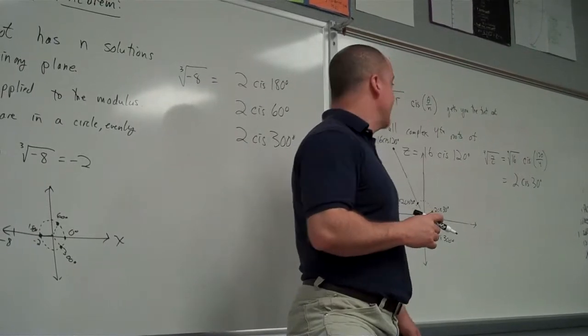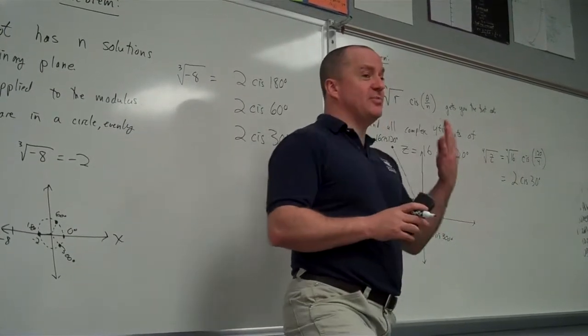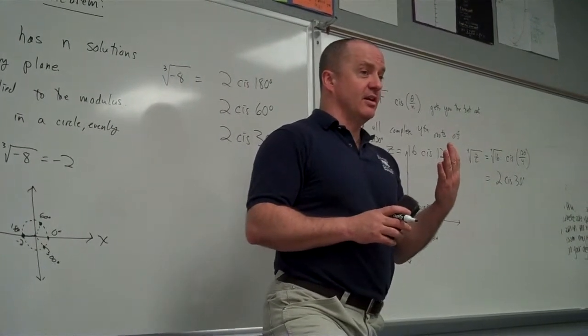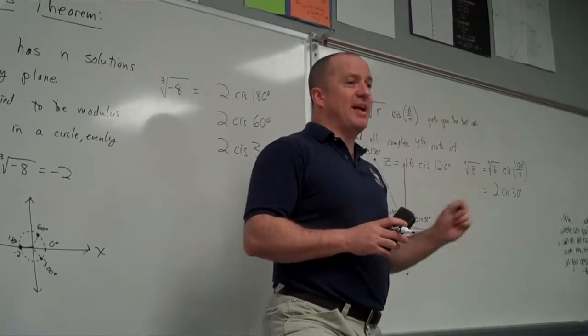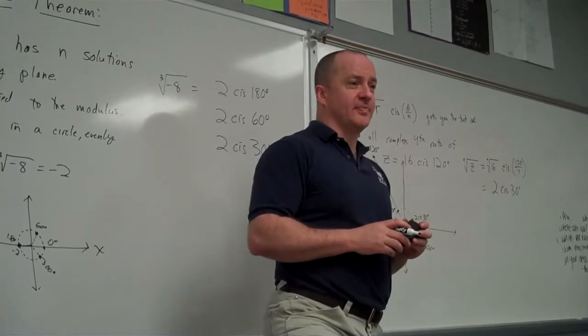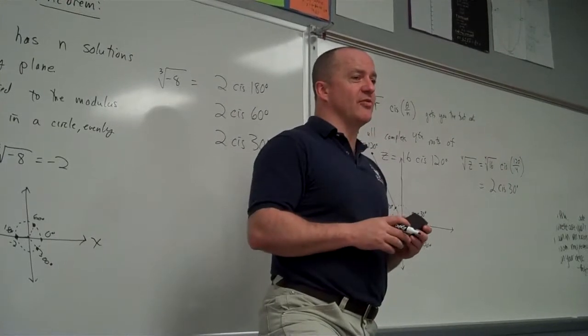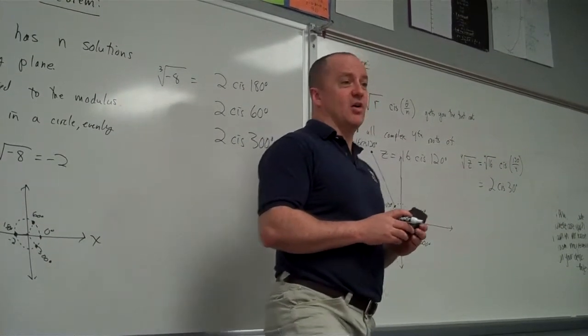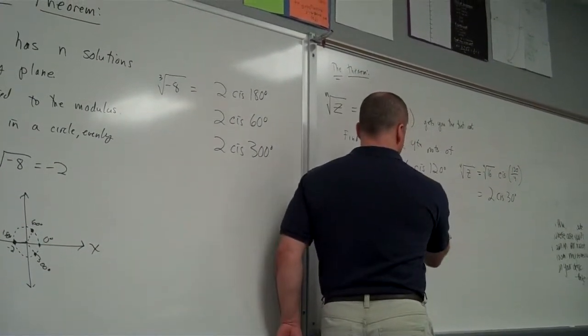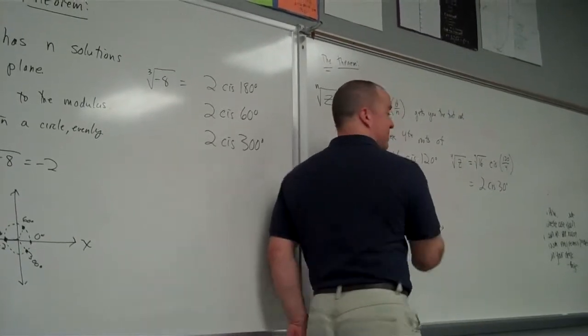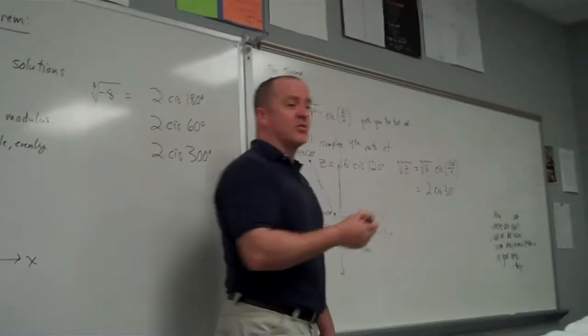There have to be 4 of them, because it's a 4th root, and they have to be evenly spaced around a 360 degree circle. So what's 360 divided by 4? 90. So from here I had to jump 90 degrees, 90 degrees, 90 degrees, and then be back where I started. You always have to be back where you started.